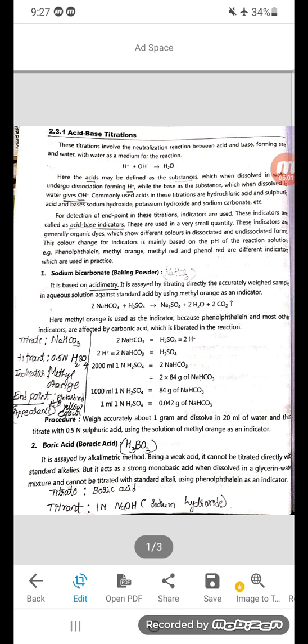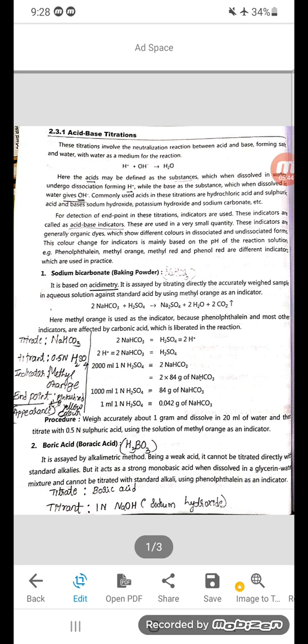Then, related to the procedure: 1 gram of sodium bicarbonate is weighed accurately and dissolved in 20 ml of water. Then it is titrated with 0.5 normality sulfuric acid using methyl orange as an indicator. Each ml of 0.5 normality sulfuric acid is equivalent to 0.042 gram of sodium bicarbonate. So this is the sodium bicarbonate assay.